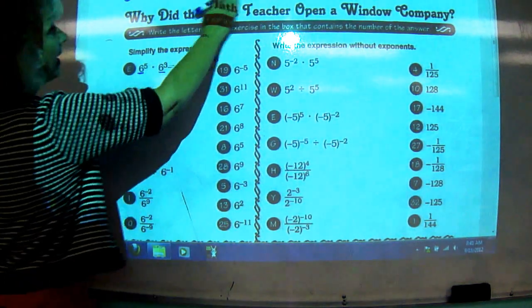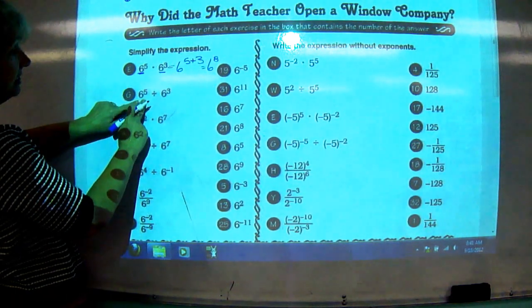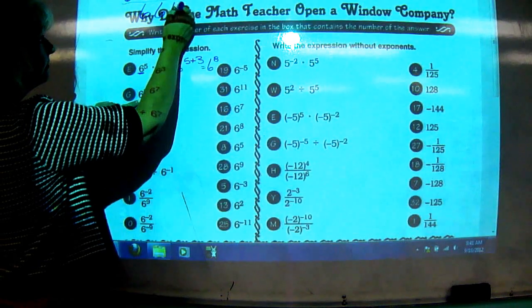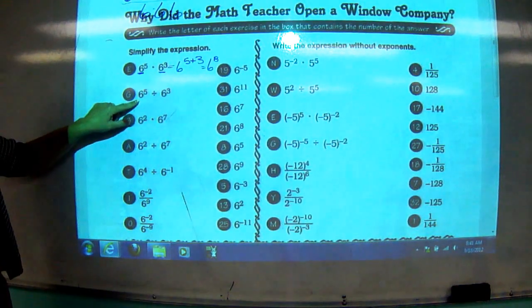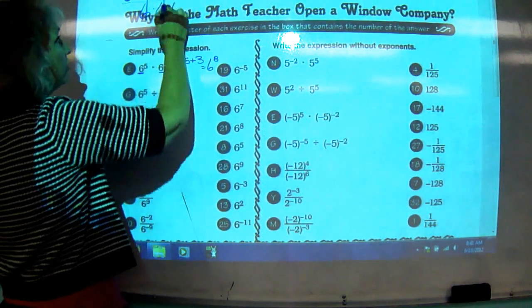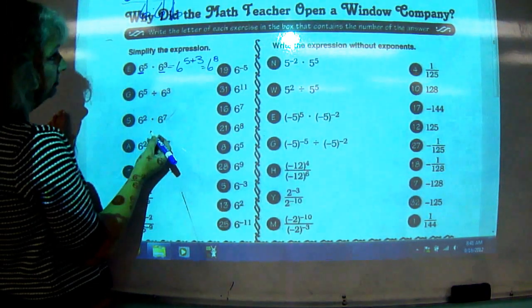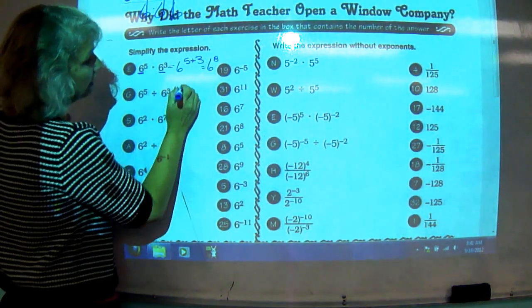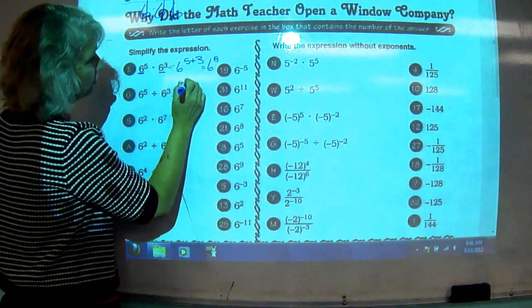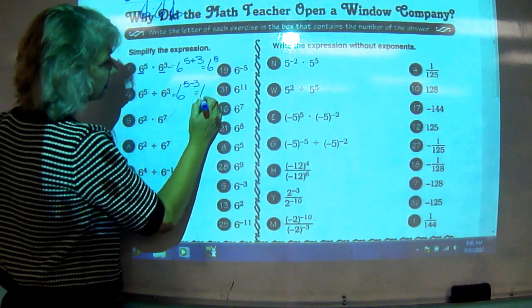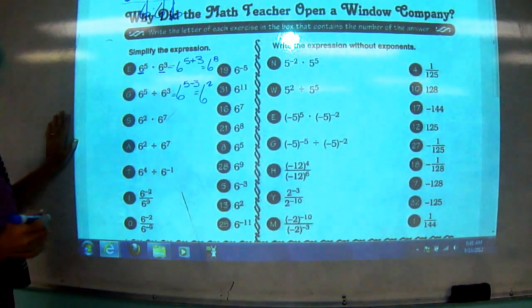Well, again, I have 5 6's, but we're dividing by 3 6's. Okay? How many big ones do I have? 1, 2, 3, and I end up with 2 left. So the tradition is 6 to the 5 minus 3, which is 6 to the 2nd.